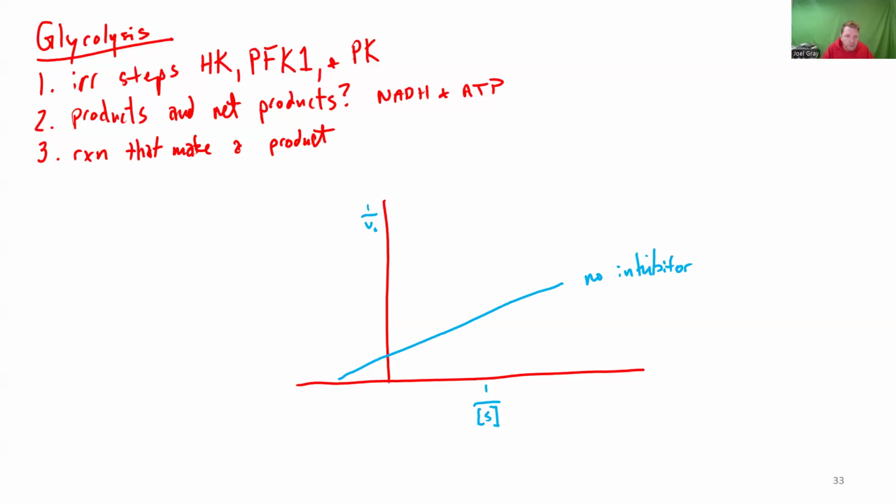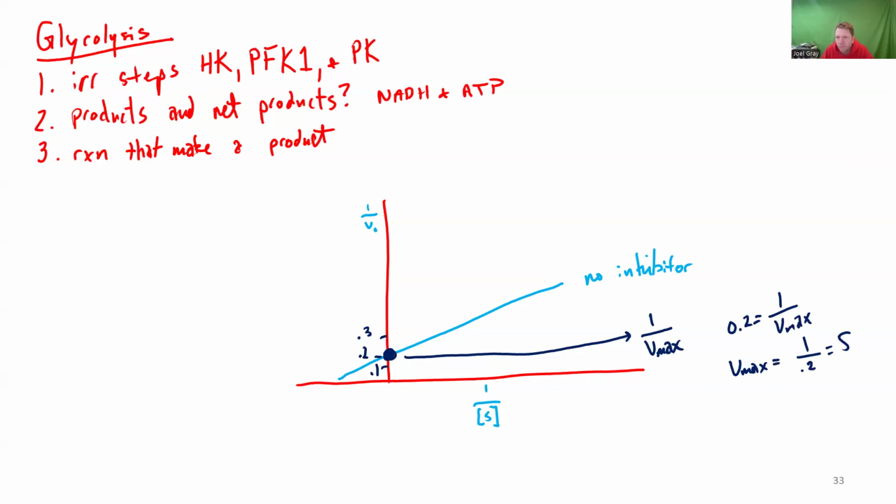I'd also add a little detail and maybe put a circle there and say this is 1 over Vmax. And maybe even give myself a little point and say, okay, this is point 0.1, point 0.2. Just give myself some numbers to work with. So that would give me 0.2 equals 1 over Vmax. And give myself this math problem and say Vmax equals 1 over 0.2, which is equal to 5. Okay, so that's one thing that's going to help me out.